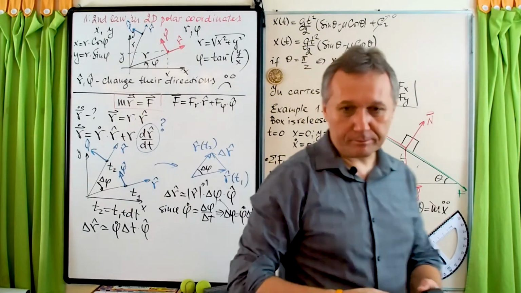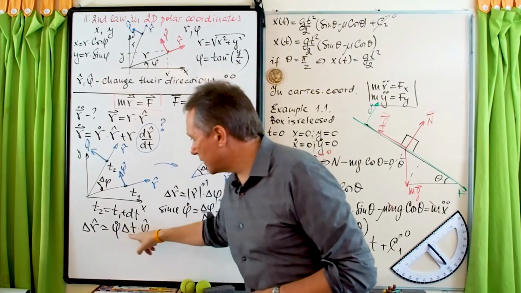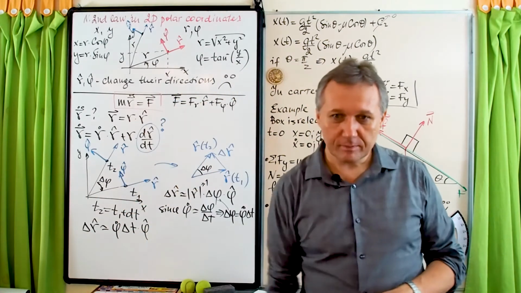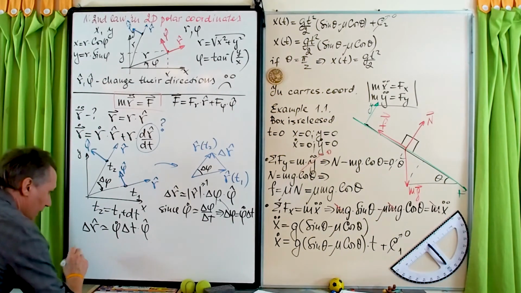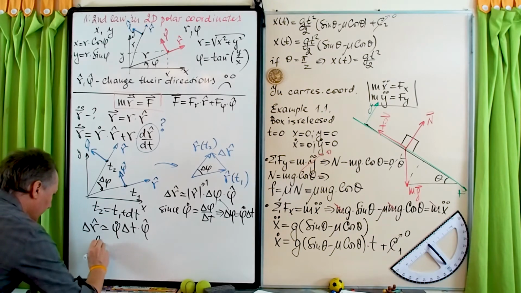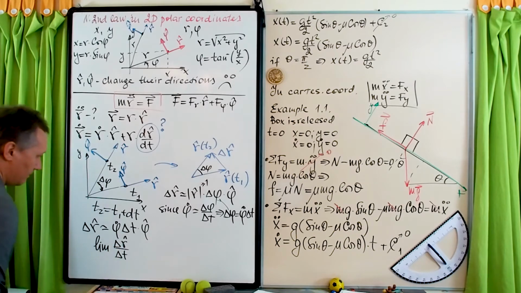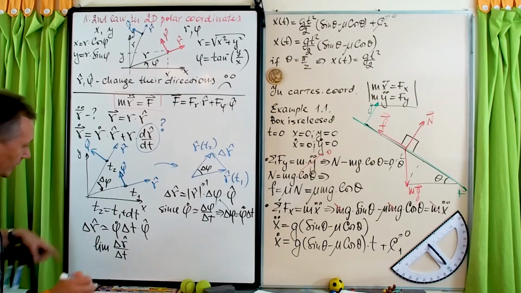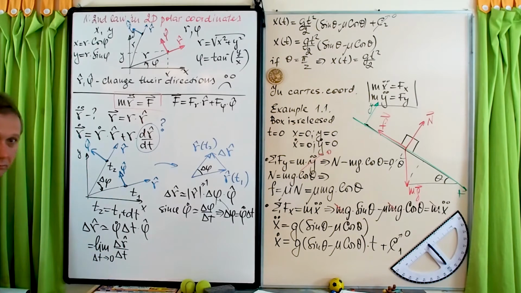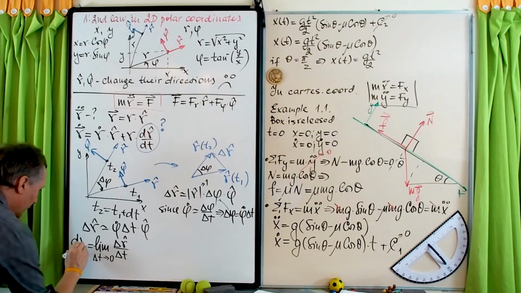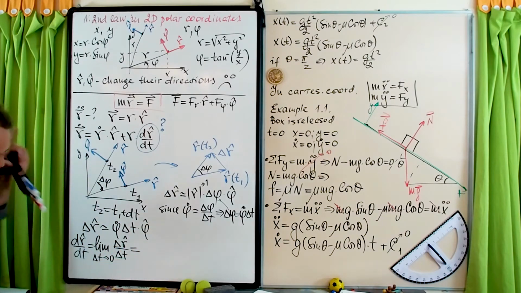So we're almost there. We want to find dr hat over dt, so we need to take this, combine with that, and take the limit when delta t goes to 0. So I will take the limit of delta r hat over delta t, and I'm taking the limit when delta t goes to 0. And of course, by definition in calculus, it's the derivative, dr hat over dt.